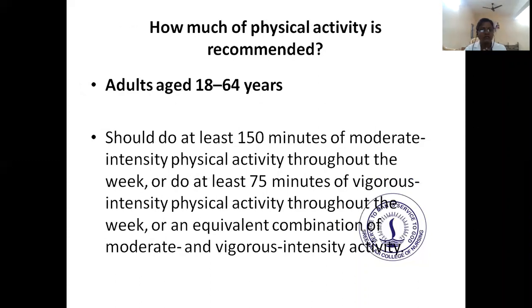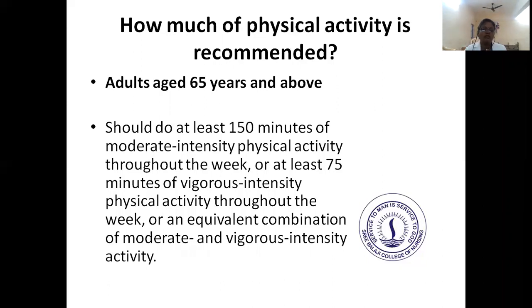How much physical activity is recommended for adults aged 18 to 64 years? They should do at least 150 minutes of moderate intensity physical activity throughout the week, or at least 75 minutes of vigorous intensity physical activity throughout the week, or an equal combination of moderate and vigorous intensity activities.